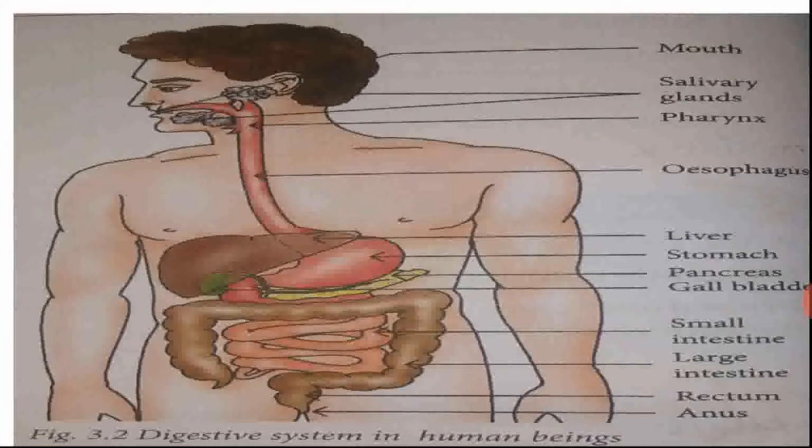Pepsin and dilute hydrochloric acid are the constituents of gastric juice. The dilute hydrochloric acid softens the hard part of the food. It kills the bacteria which are present in the food to prevent decomposition, meaning decaying.